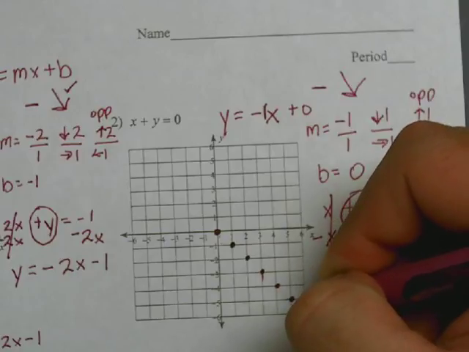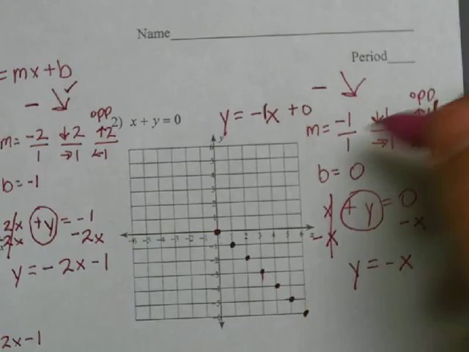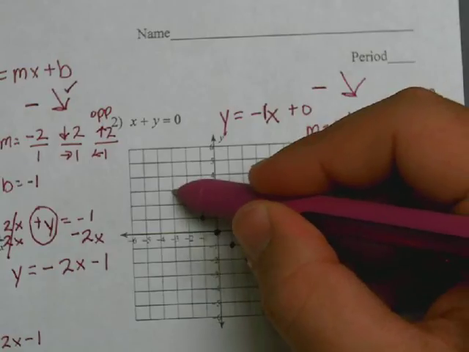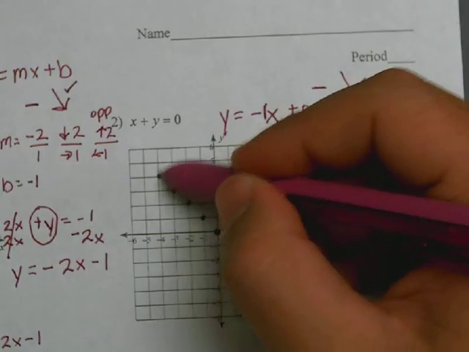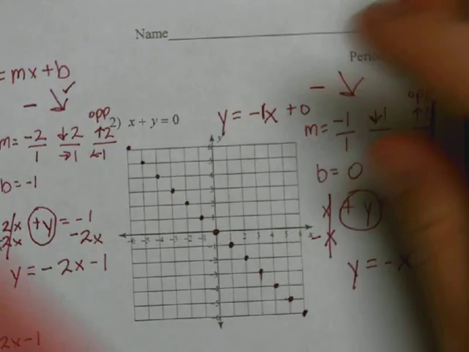I can no longer go that direction, so I do go the opposite direction. My opposite direction right here: up 1, left 1, up 1, left 1, up 1, left 1. And keep in mind, the more points you have on a line, the more accurate the line will be.